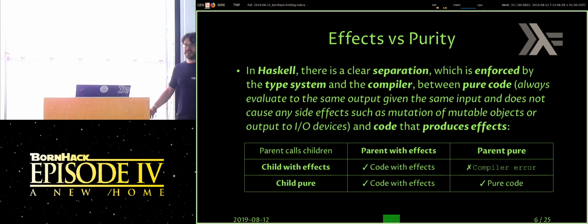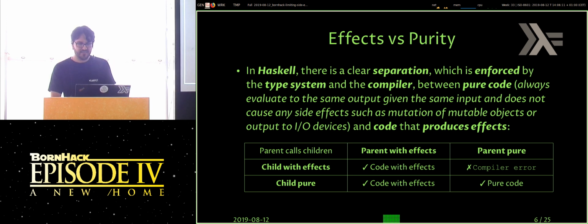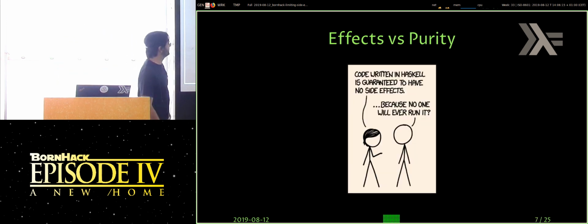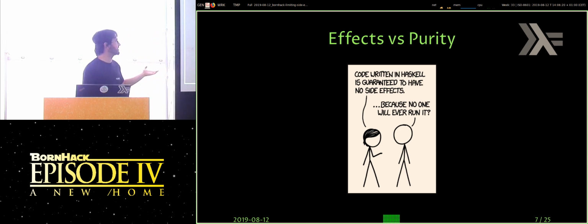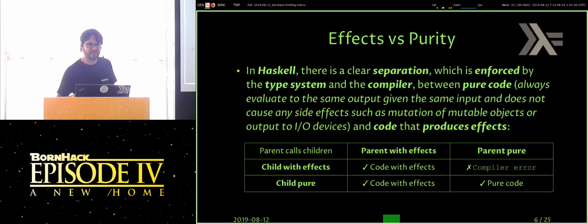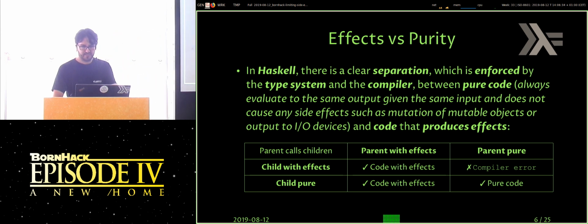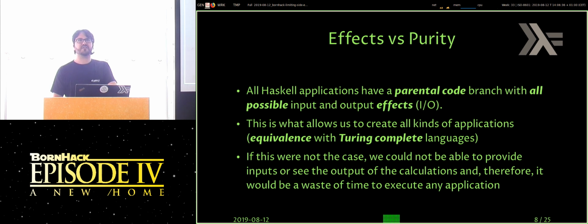As in the talk before in the morning, XKCD for the win, because they always have the right one. So this funny thing: code written in Haskell is warranted to have no side effects, and this is because no one will ever run it, right? So if you just go back to this one, let's say our application is 100% pure, right? If it's 100% pure, we will never be able to interact with I/O devices. So that would be a bit of a downer, right?